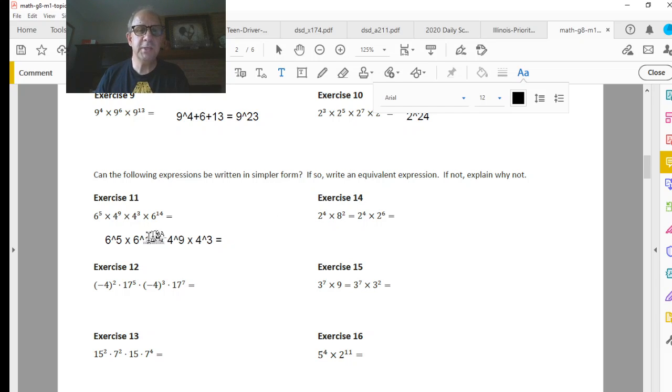So 6 to the 5th, so that would be 5 plus 14, so that would be 6 to the 19th power times 4 to the, I've got 9 plus 3, that would be 12. 4 to the 12th power. Put my little caret in there so you know it's a 4th power. Okay? So if they have the same base, I can add them together. It's a commutative property, I can move stuff around to get those.